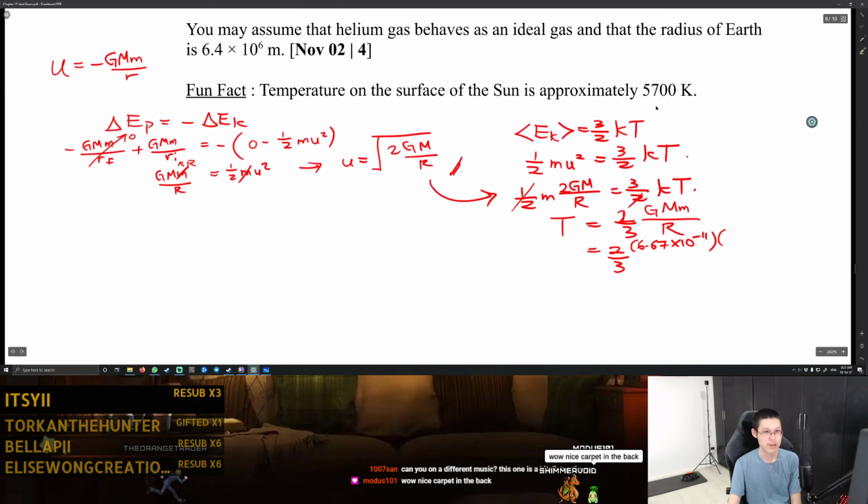Hey, Modus, hello. It's not a carpet. It's a yoga mat.